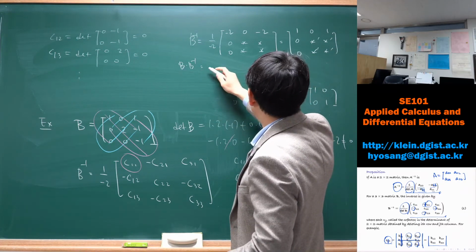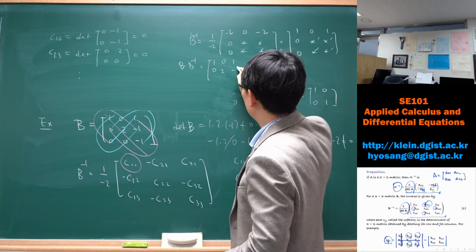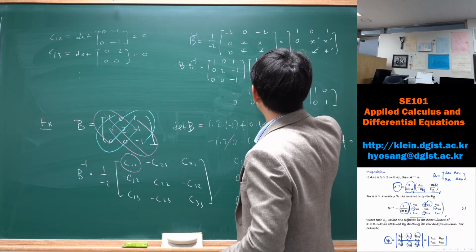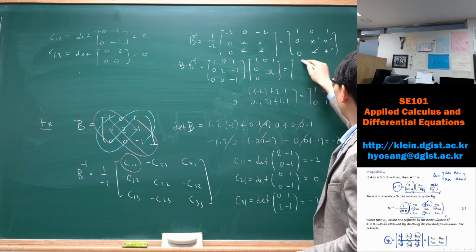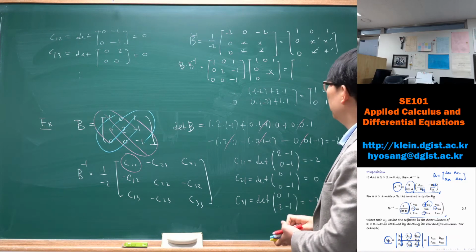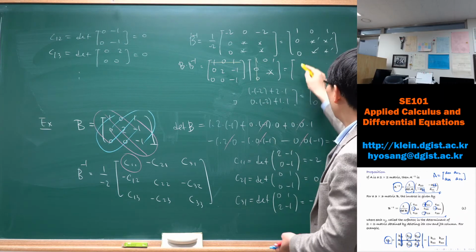When I compute this, what I should get is 2, minus 1, 0, 0, minus 1, and 1, 0, 1, 0, 0, and something here. I should get 1, 1, 1 on the diagonal, and all the off diagonal has to be 0. Let's see. If I take the first row and first column here, I get 1, right?